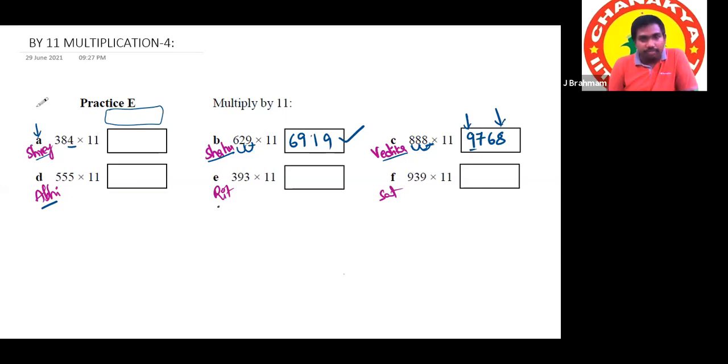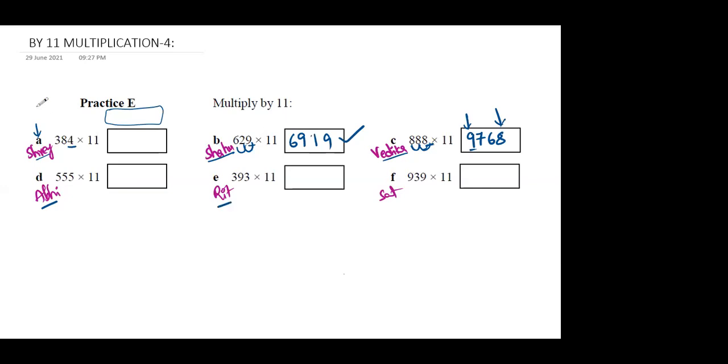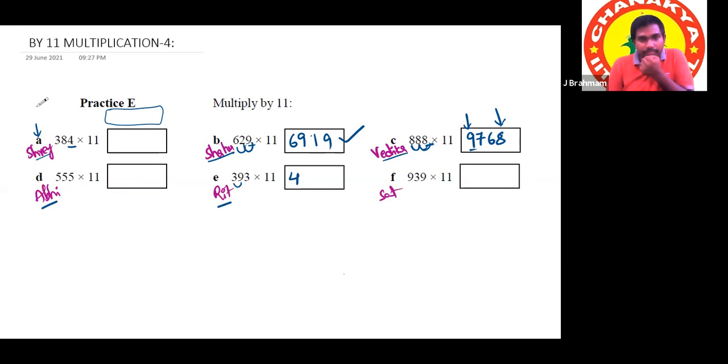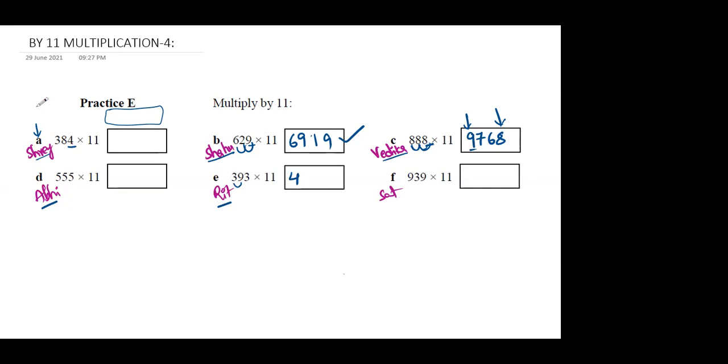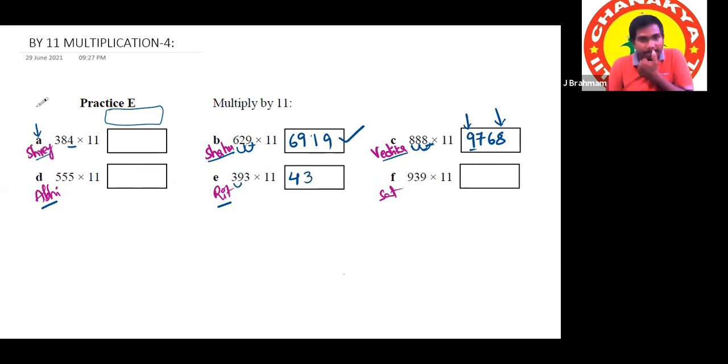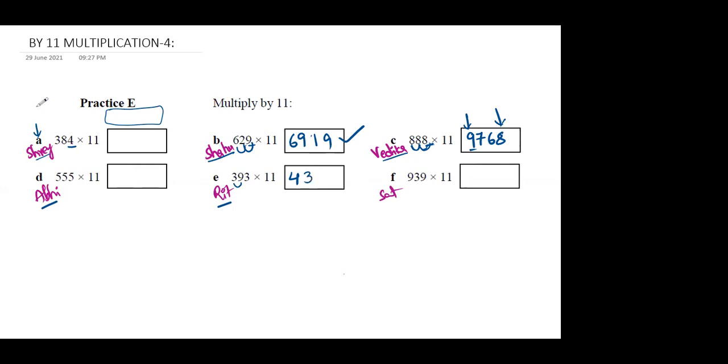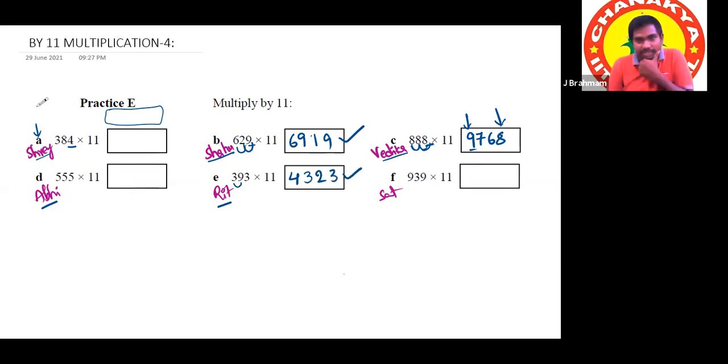Okay. Ritvik. Sir, we need to write 3 as it is, but the next one is a carry combination, so we need to write 4. Then, sir, 3 plus 9 would be 12, but the next one is again a carry combination, so 3. Okay, very good. Then 9 plus 3 would be 12. So we need to write 2 and 3 as it is. 4, 3, 2, 3. Very good. Excellent.